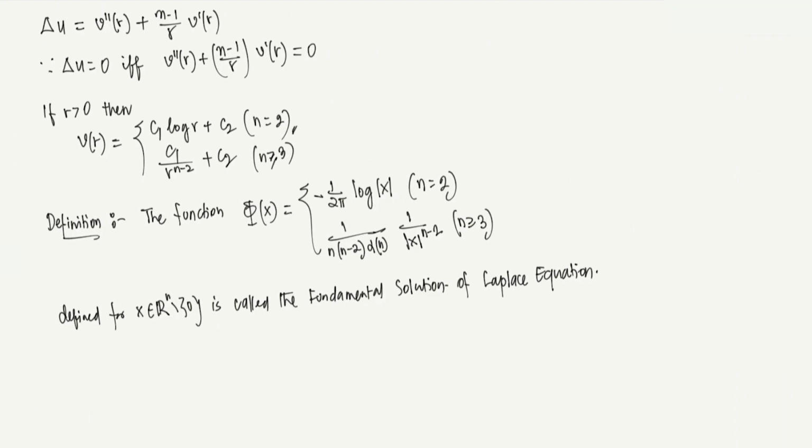Since r is mod x, you can just replace it, and c1 and c2 we are just replacing with this particular constant, because this is a normalization constant, it's nothing much actually. With these constants we say that this solution is a fundamental solution of the Laplace equation. Of course, it is satisfied for x in R^n minus 0. Yes, thank you.